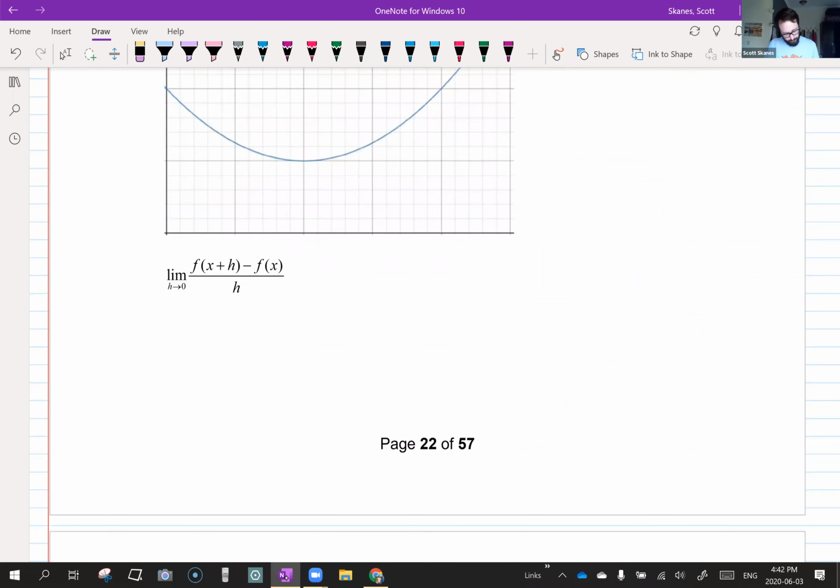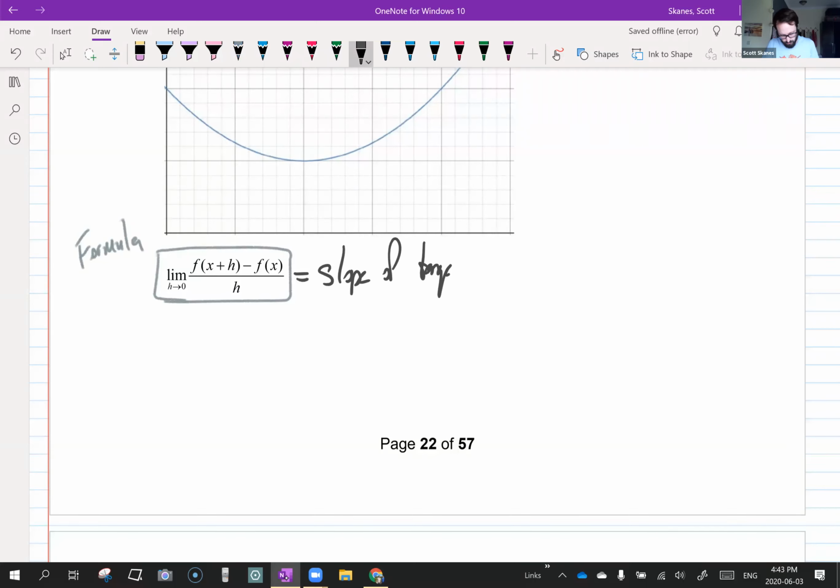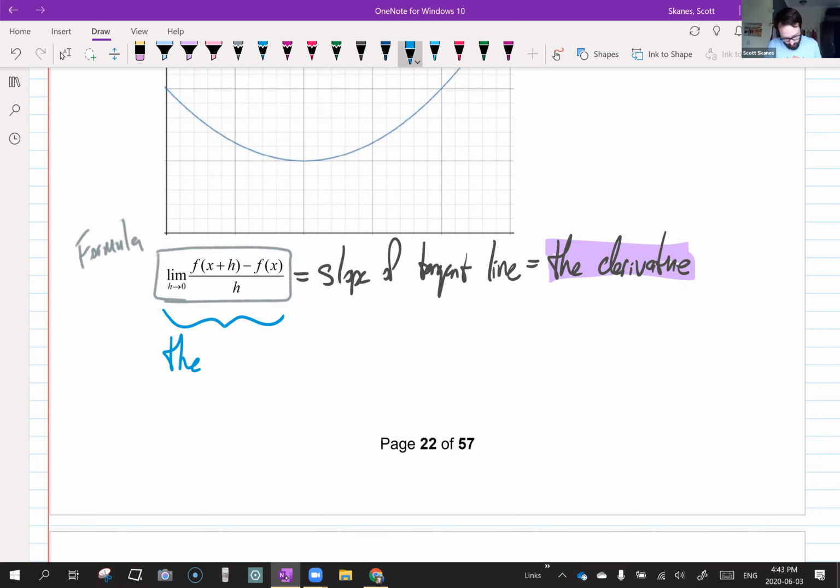Long story short starts here. The limit, or the slope of the tangent line, is this formula. So you can use this formula at any time. It gives us the slope of the tangent line, which in other words is called the derivative. And the derivative is the most important concept in all of calculus. This is called the delta process.